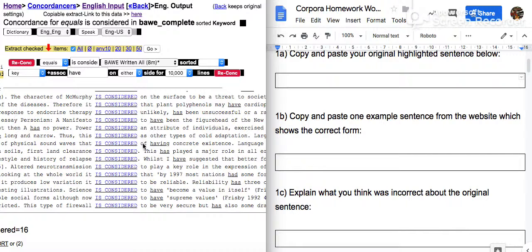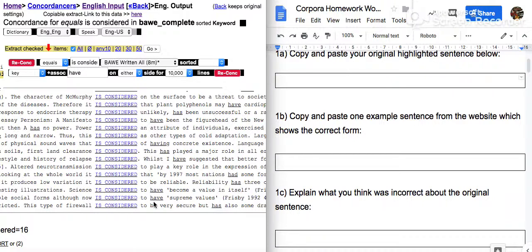Okay, is considered of having. Okay, so here we do have having, but we've got a preposition. This one's different because it's in a different sentence. Is considered to play. Interesting. So we've got a verb here, it's not have, but again we've got to and then the infinitive. Keep going. Okay, is considered to have, is considered to have.